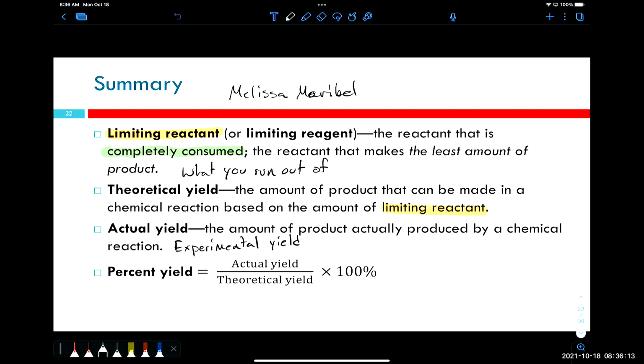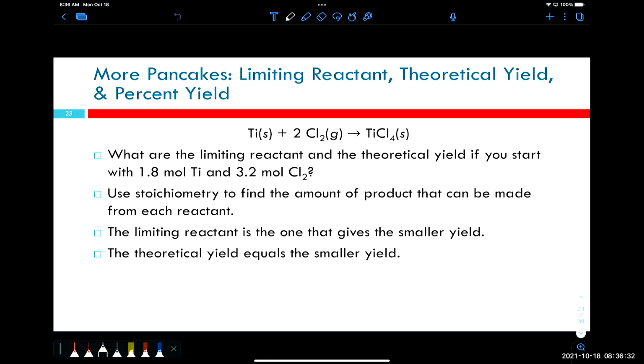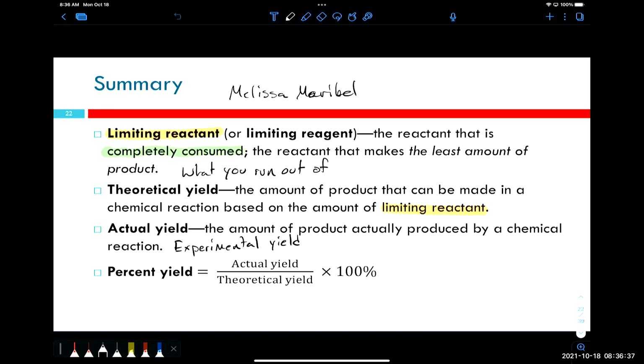So that's a summary of what we covered last week, talking about limiting reactant, theoretical yield, actual yield, and percent yield. And we have some more examples here to go through, because we can use these four things to not only figure out what we're going to run out of, but also to predict and calculate how much we will actually produce given a certain set of conditions.